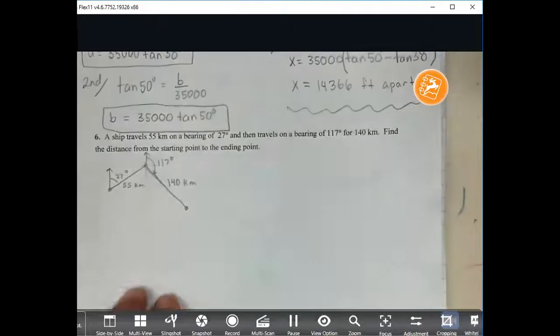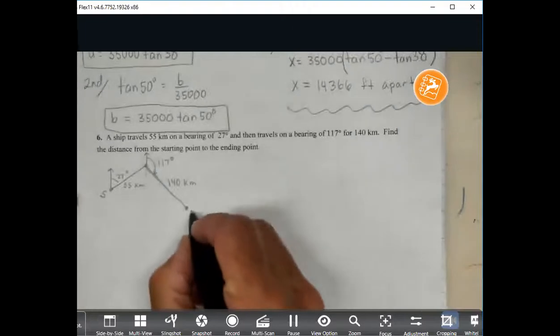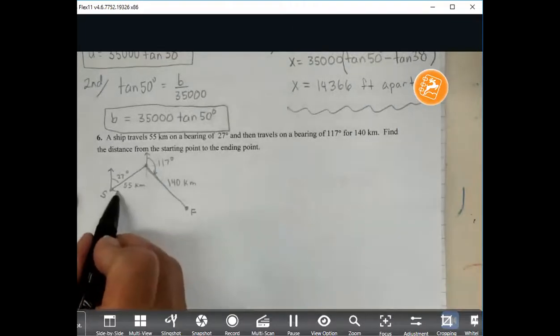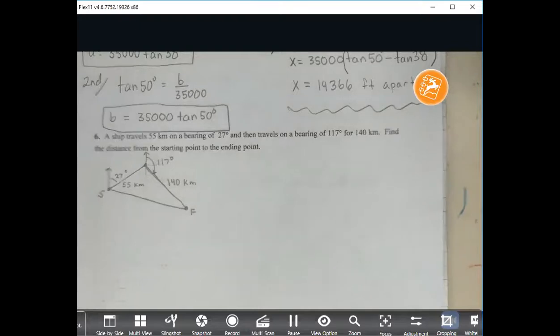Okay, so at the end of that time, I want to measure the distance to the starting point. So here's the start, here's the finish. I want to measure that distance right there. You understand how I made that picture?